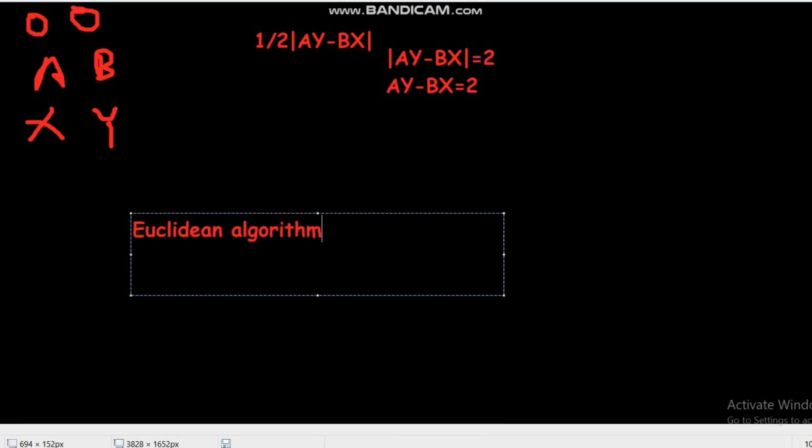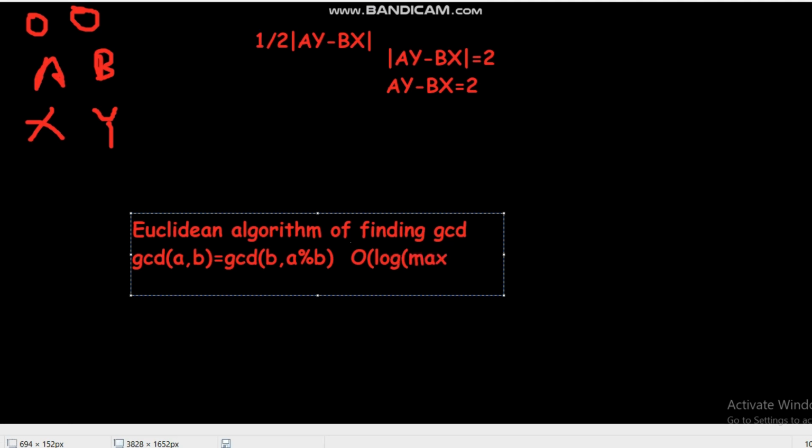Euclidean algorithm of finding GCD. So the algorithm says that GCD of a comma b is nothing but GCD of b comma a modulo b. Okay, so this is the Euclidean algorithm, and the time complexity of this algorithm is nothing but order of log of max of a comma b.